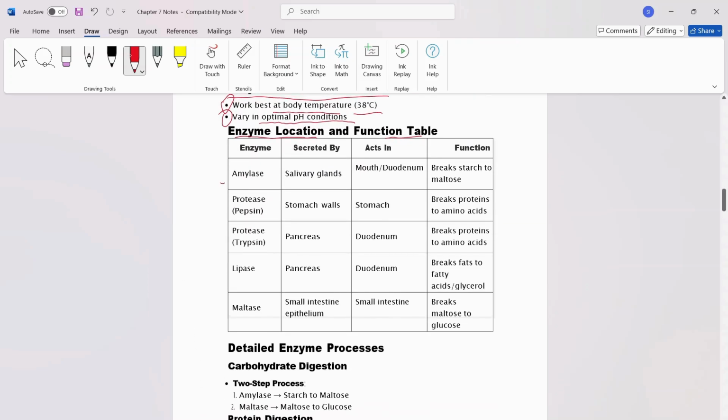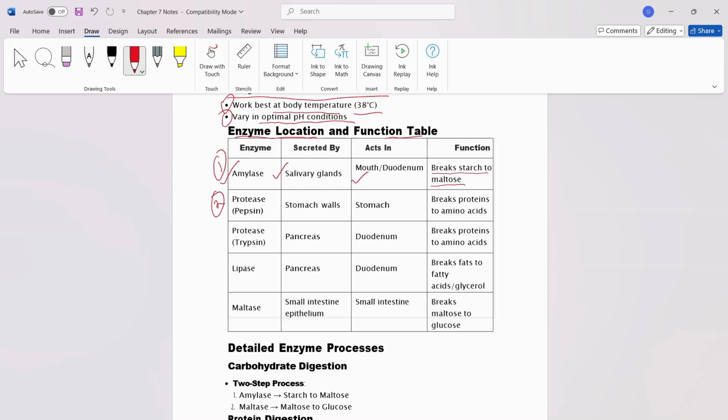So, first enzyme is amylase. It is secreted by salivary glands. It acts in mouth and duodenum, and the function is to break starch to maltose. These are very short, concise notes. This will help you to memorize the processes easily, and you can easily answer the exam style questions.